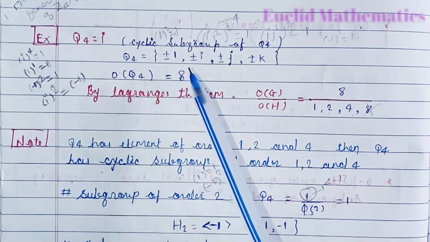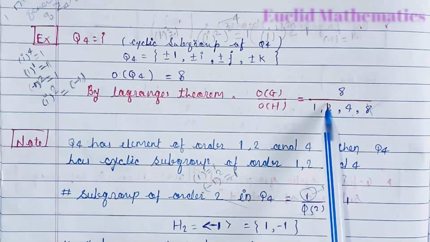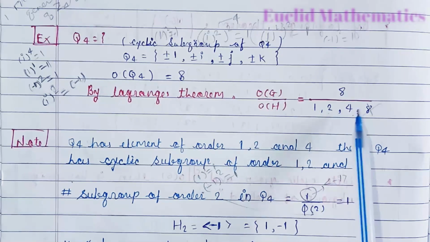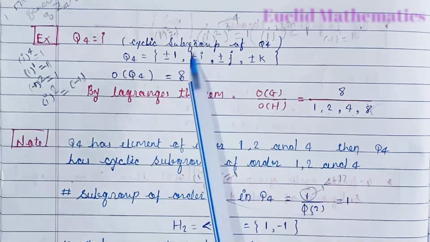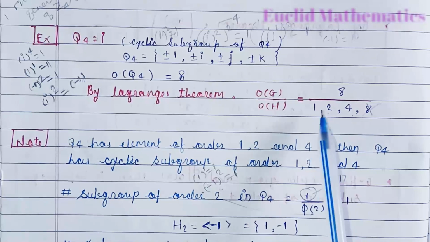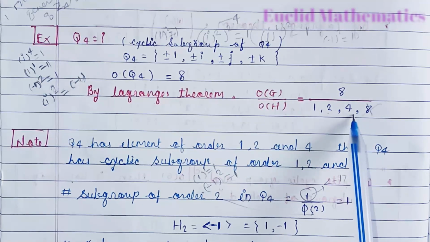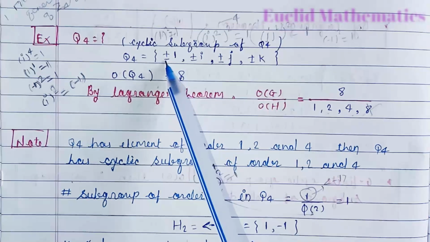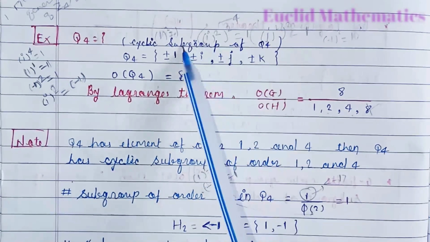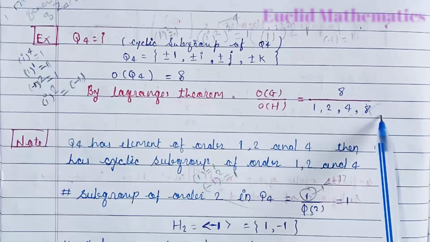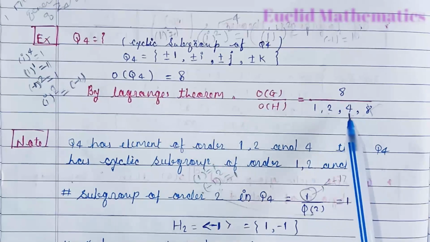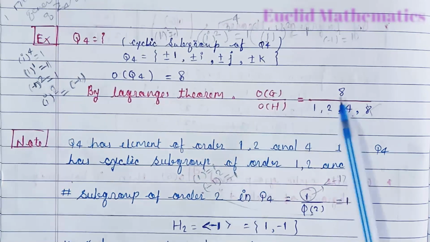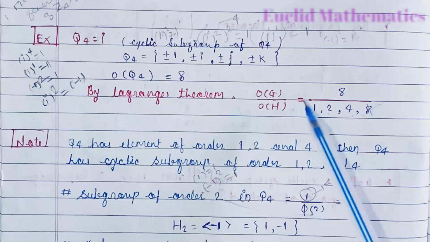But by Lagrange's theorem we can find it easily. We just have to find the divisors of 8, which are 1, 2, 4, 8. In our quaternion group we have elements of order 1, 2, and 4, but 8 is not possible, because although the group has order 8, there does not exist any element whose order is 8. So by using Lagrange's theorem we can say that 1, 2, 4 are the possible orders of elements. Now let's find the order of each and every element separately.